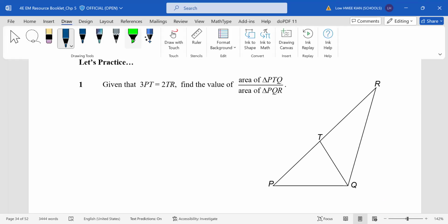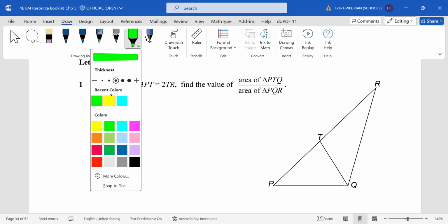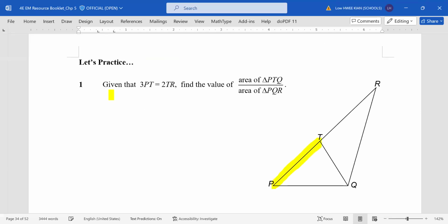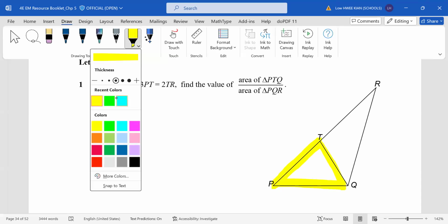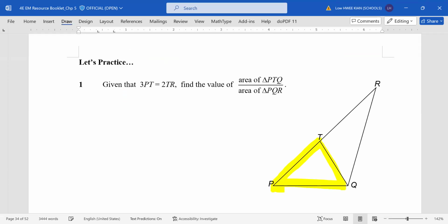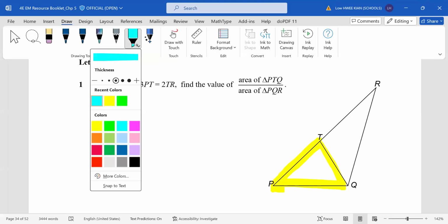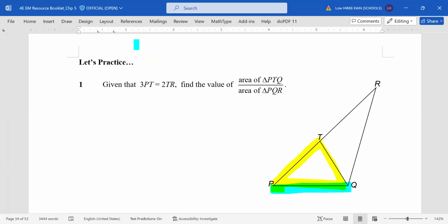So let me use different ink to demo. So triangle PTQ, so I have this one here, triangle PTQ. Then the other triangle that I have, I use another one, which is PQR. So if I'm going to draw the triangle, I have this one here, P, Q, and R. So I'm actually looking at the blue triangles here.